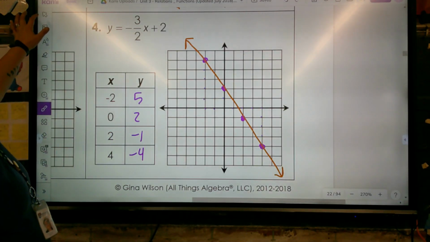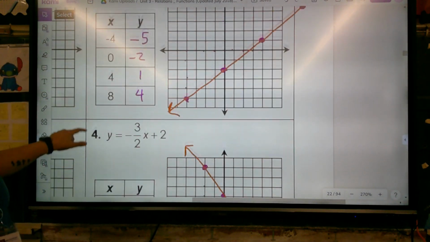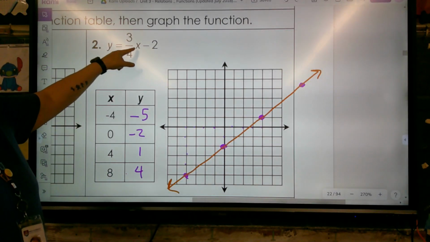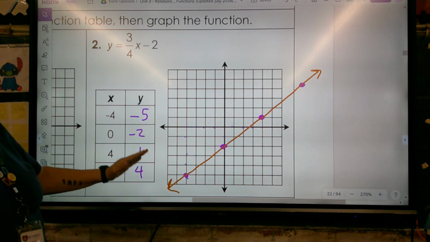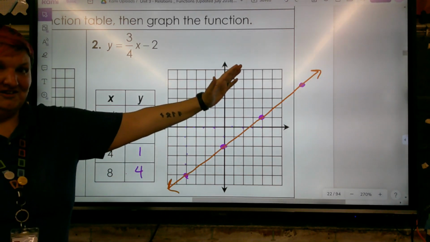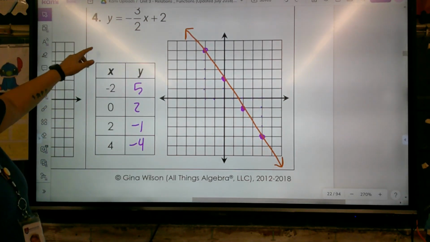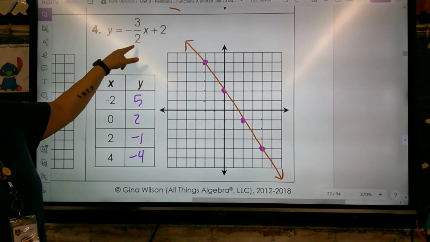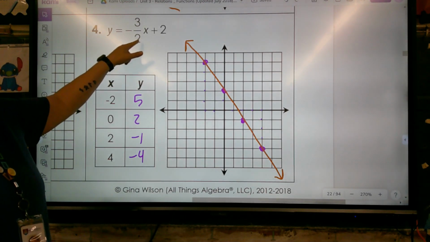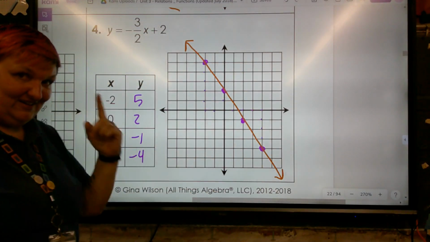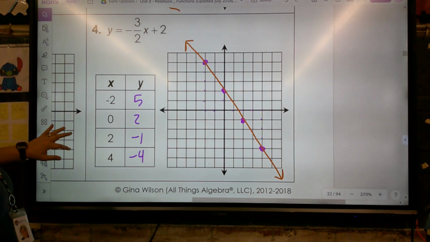Now I want to see if you notice something. This one was a positive 3/4 x. The line is in a positive direction. This one was a negative 3/2 x. Your line is in a negative downward direction. Remember that. That'll come in handy later.